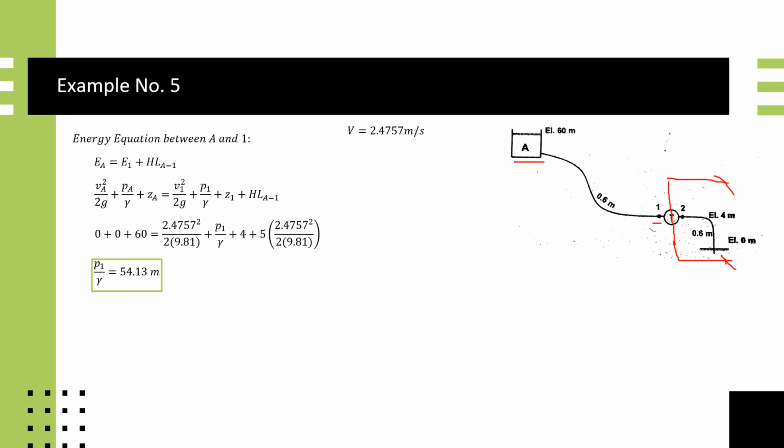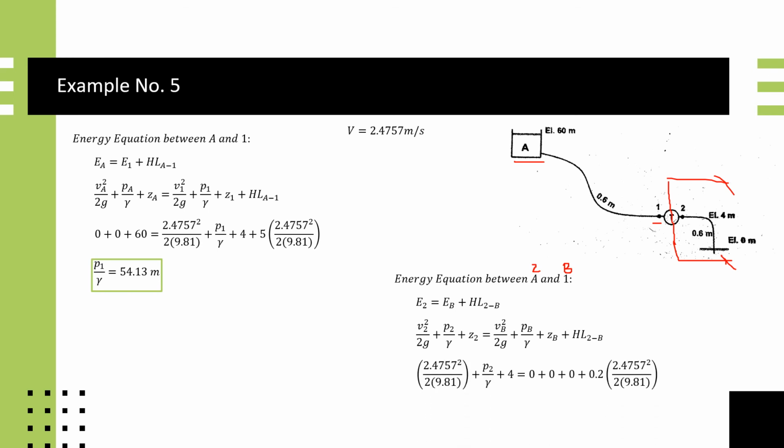And lastly, puntahan natin yung hinahanap na pressure head sa 2. Okay, energy equation between, ayan, nakalimutan kong palitan. This is 2 and B. Okay? This is 2 and B. Yan. E2 is equal to EB plus HL 2 to B. So, yan. Ayan mo ulit yung formula. Ganun lang. Paulit-ulit lang yung formula. So, V2 squared over 2G plus P2 over gamma plus Z2 is equal to VB squared over 2G plus PB over gamma plus ZB plus head loss sa 2 to B.